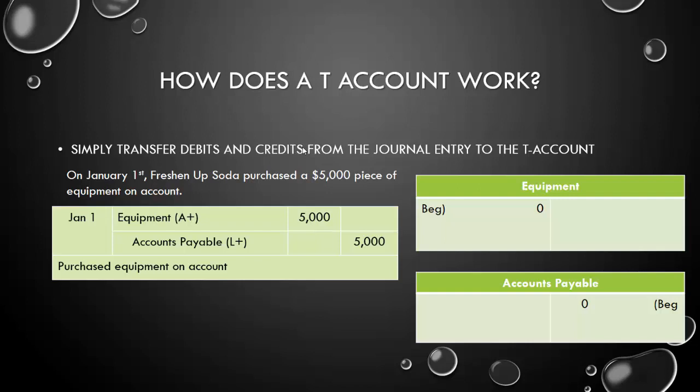Accounts payable is a liability. All liabilities go up with a credit, and our liabilities are going up because our company is going to owe more money to third parties because we just made this purchase of equipment. So we debited equipment for $5,000. We credited accounts payable for $5,000.